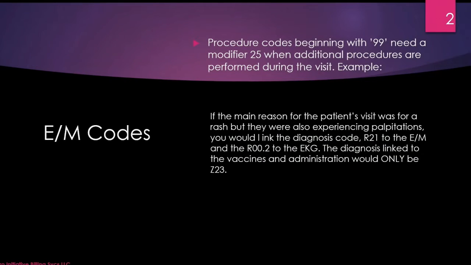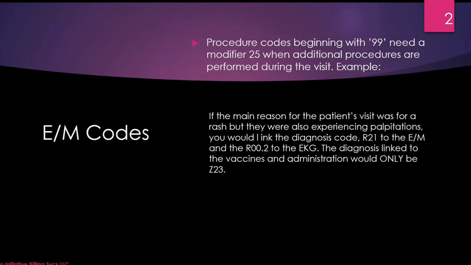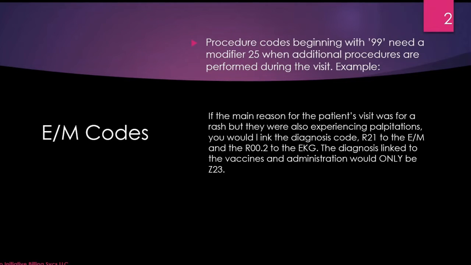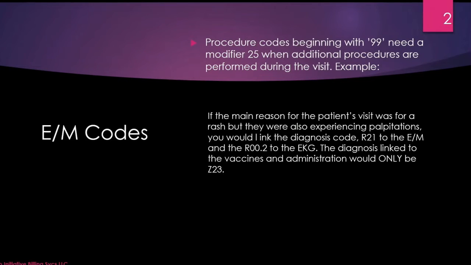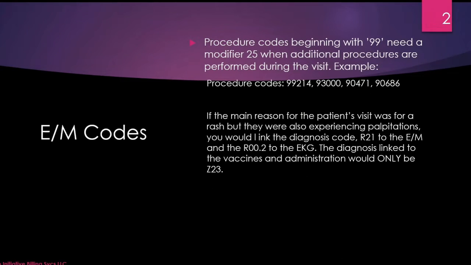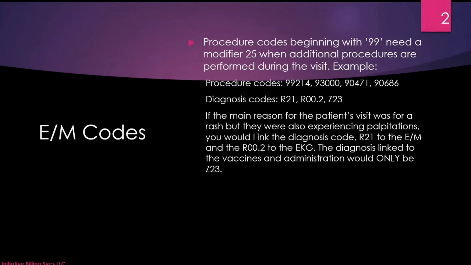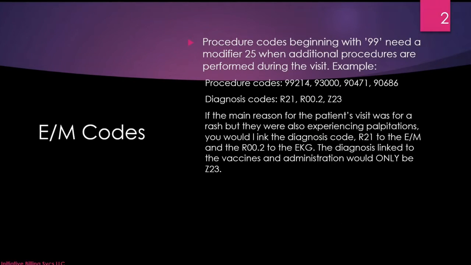Procedure codes beginning with 99 are usually E/M codes, and they require a modifier 25 if there are additional procedures performed during the visit. Here are some examples. Those are your procedure codes, and these are your diagnoses.